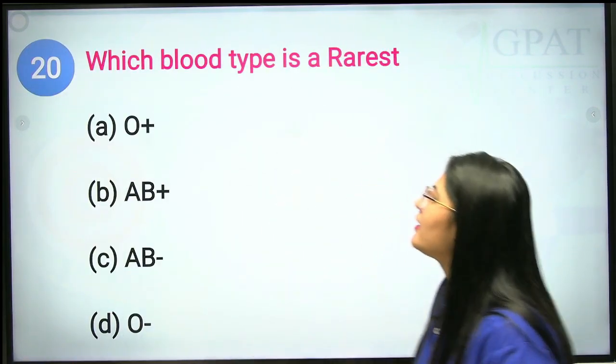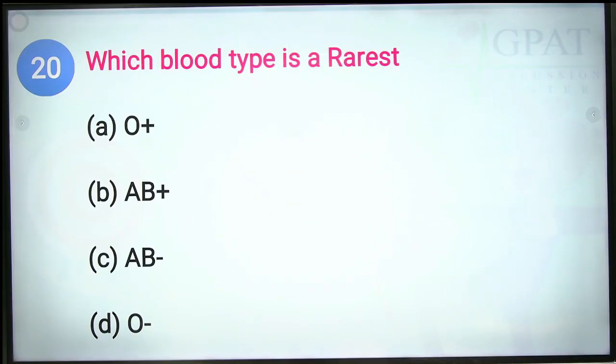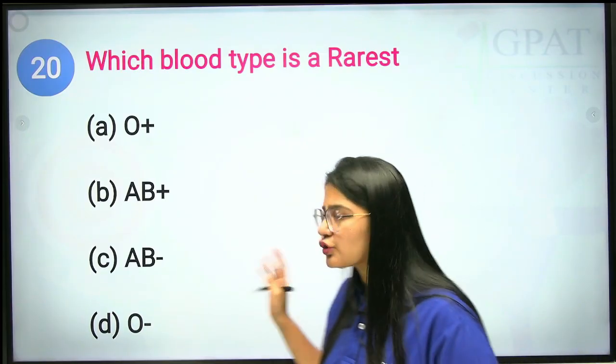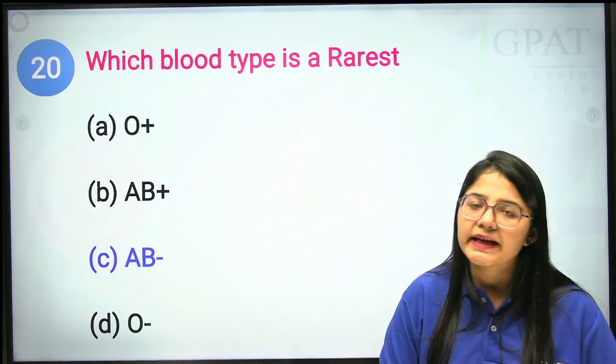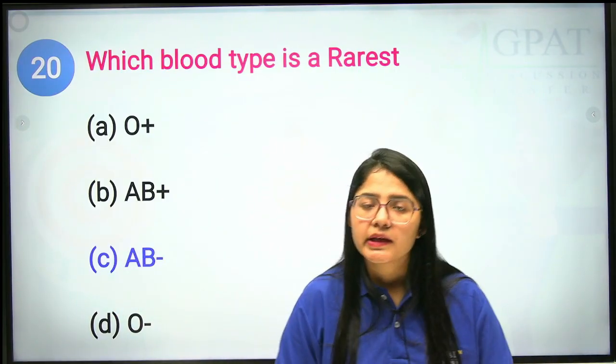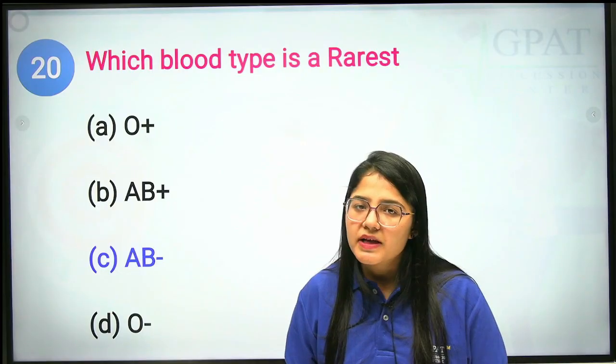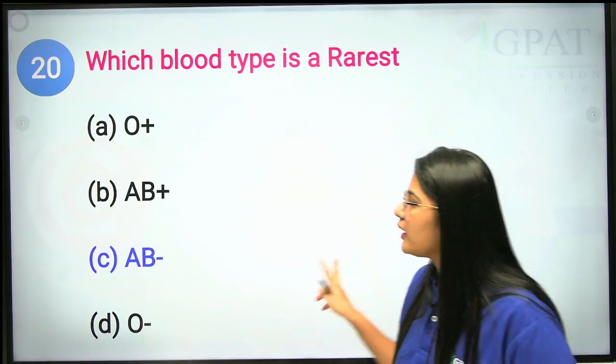Next question. Which blood type is the rarest? Okay. So the rarest blood group is AB negative. AB positive is common, but the AB negative blood group is the rarest of all blood groups.